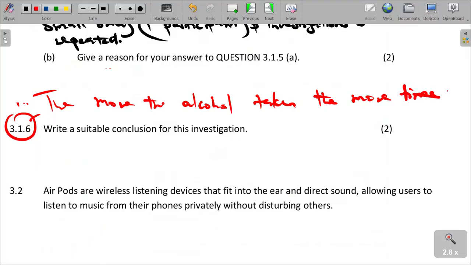The more time it takes to go back, the more alcohol, the more time it takes to go back to normal. I've shown that through those graphs.